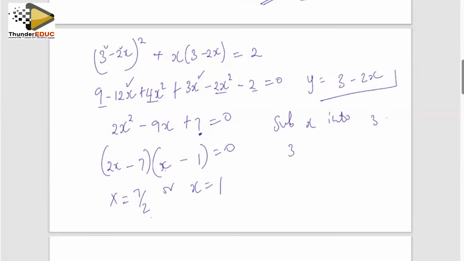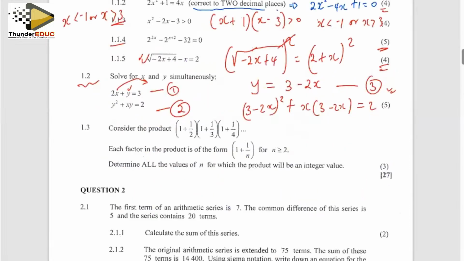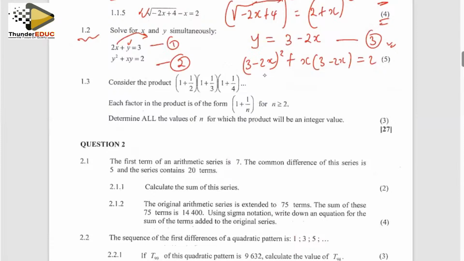So that's going to be 3 minus 2 times 7 over 2. This must give us a negative 4. That's the first y value. Or 3 minus 2 times 1, which must give us y as a 1. So x, we said 7 over 2, or x is a 1. So those are the solutions that we needed for us to get those 5 marks. Okay? So that is how I would have approached that question.